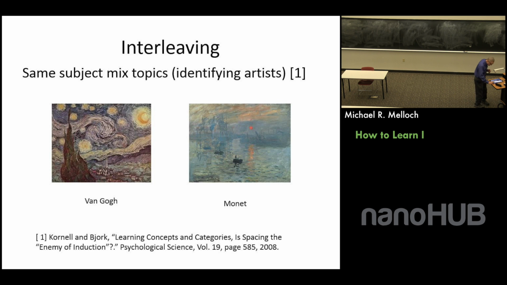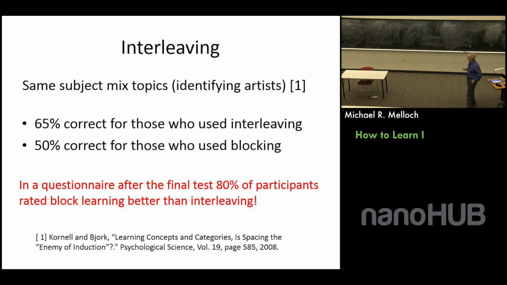So then later, when they tested them, the ones who were shown the paintings interleaved identified 65% of the paintings by who the artist was. The ones who did it with block only got 50% right. So clearly, interleaving was much better than the block learning. But when they asked all the students, what's the best study technique, even though they saw these results, 80% of them thought the block method was better.